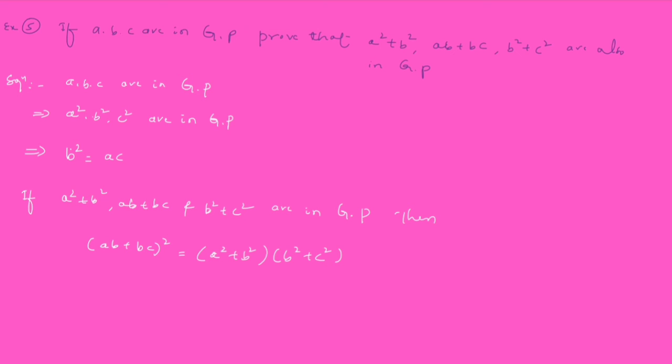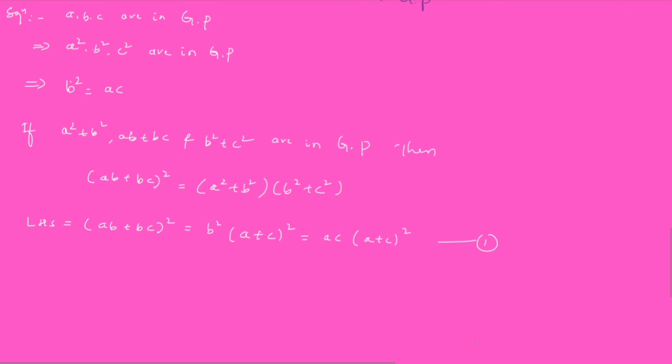So now LHS equals (ab plus bc) whole square, which equals b square is common outside, and inside we get (a plus c) whole square, which equals, b square value is ac, times (a plus c) whole square. Take it as equation 1.